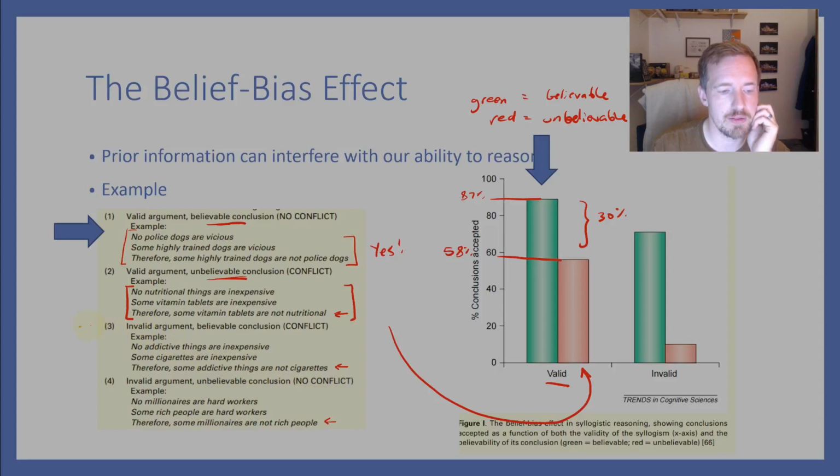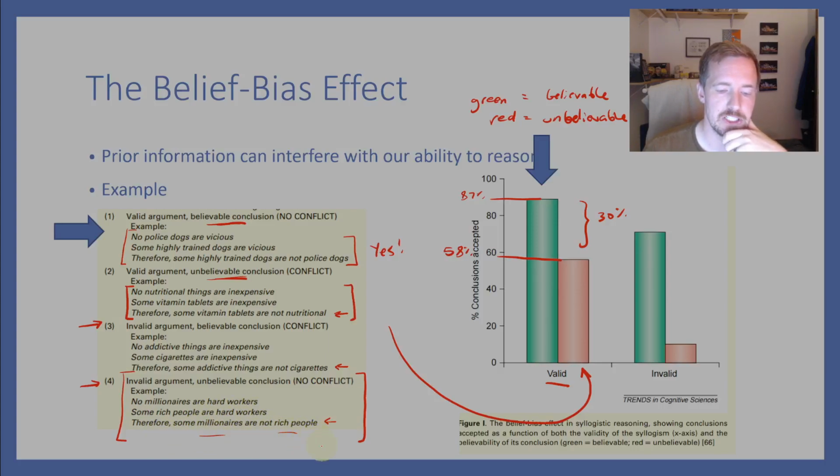Let's take a look at the invalid arguments now. So these are invalid arguments, which means that the logic does not hold up. And so all of these should be very close to the bottom, right? Because they are all invalid. Let's look at this last one first. An invalid argument with an unbelievable conclusion. No millionaires are hard workers. Some rich people are hard workers. Therefore, some millionaires are not rich people.